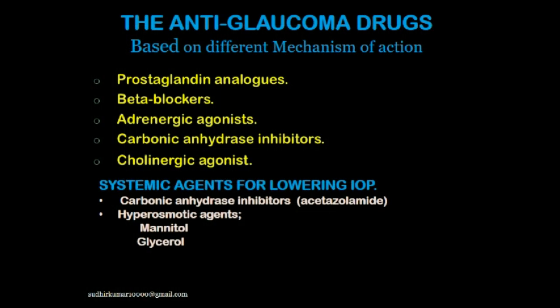What are the anti-glaucoma medications available to us? These are prostaglandin analogs, beta blockers, adrenergic agonists, carbonic anhydrase inhibitors, and cholinergic agonists, and these are all topical medications which are most preferred. Systemic agents are also used, and these are carbonic anhydrase inhibitor, that is acetazolamide, or hyperosmotic agents like mannitol and glycerol. These are basically used in cases of emergency as well as when the patient is in the waiting period for surgery.